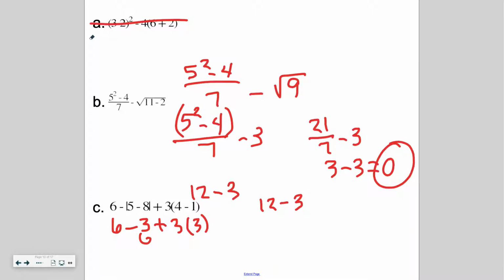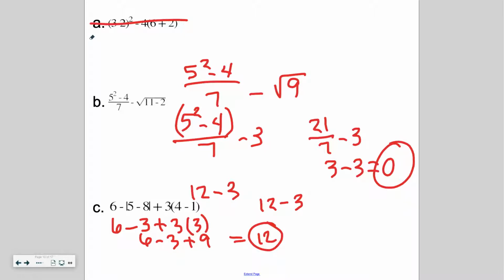So I get 6 minus 3 plus 9, because 3 times 3 is 9, right? And then we do subtraction and addition on the same step. So 6 minus 3 is 3, and then 3 plus 9 is 12. Any questions on that?